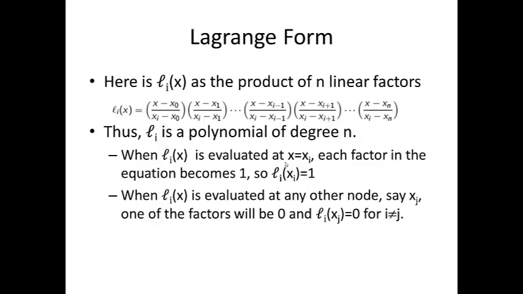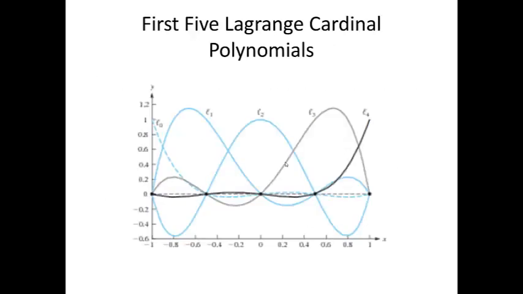Let's take a look at the first few Lagrange polynomials. Well, here they are. You can see they actually cover quite a bit of range in this graph, and they're fairly different from one another. This will help us in forming interpolating polynomials. We'll take a look at an example to make things a bit clearer here.